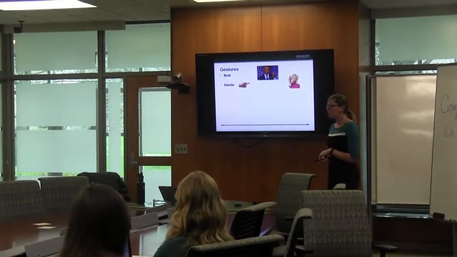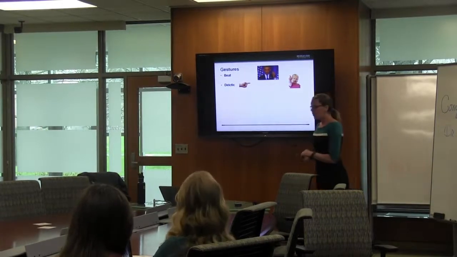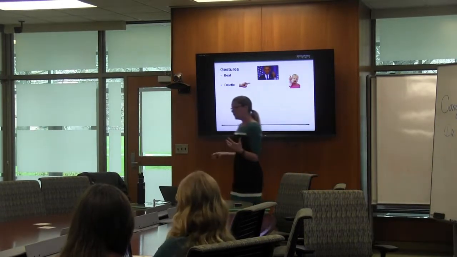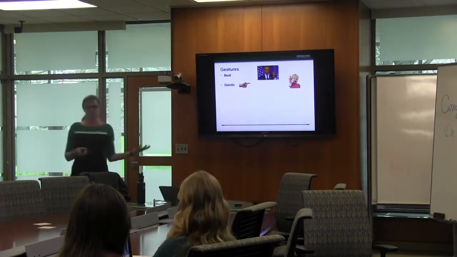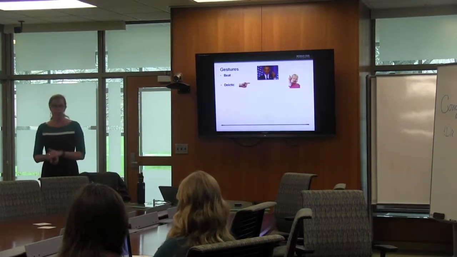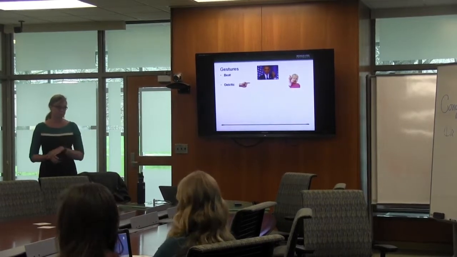The second one are called deictic gestures. Here we just mean simple pointing gestures. So deictic gestures happen very early in development. Pre-verbal infants use them all the time. And of course, people use them throughout adulthood as well.